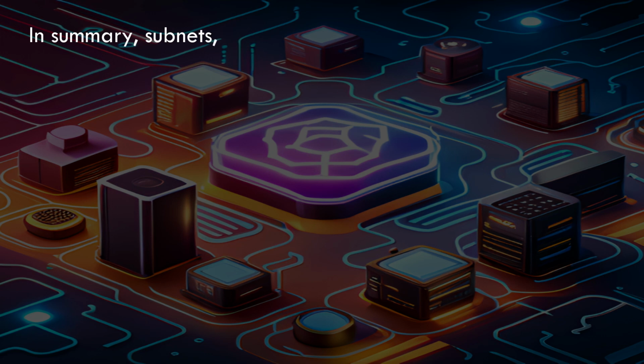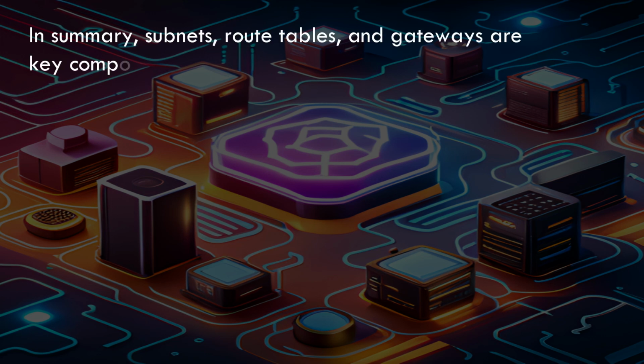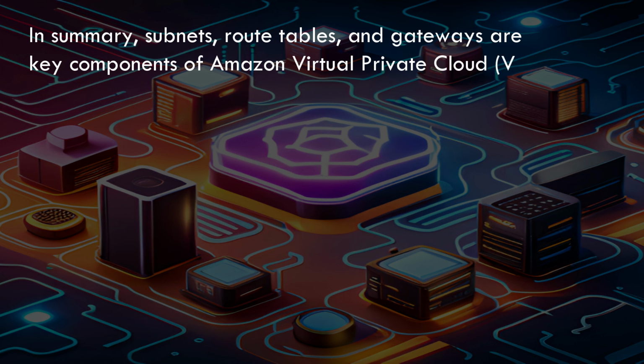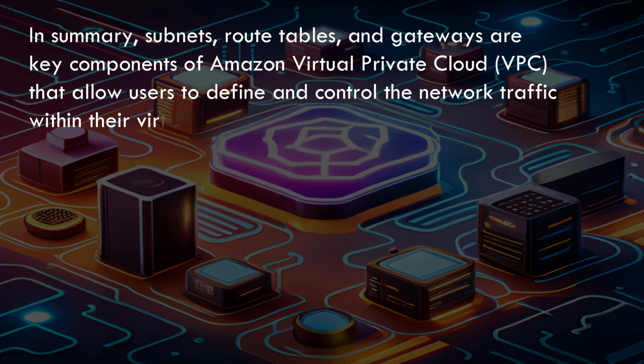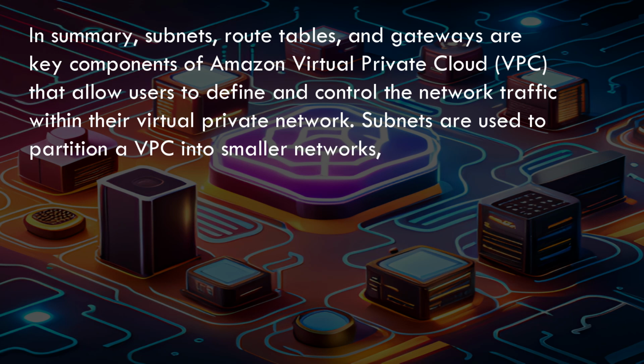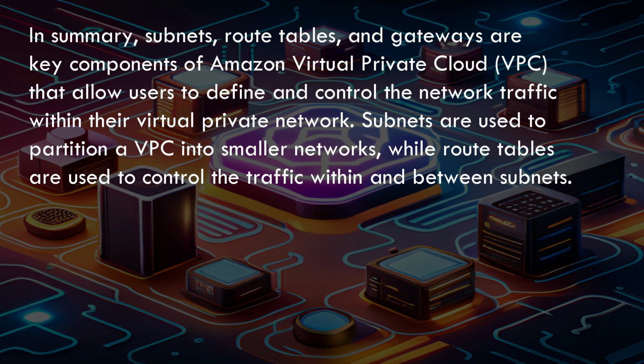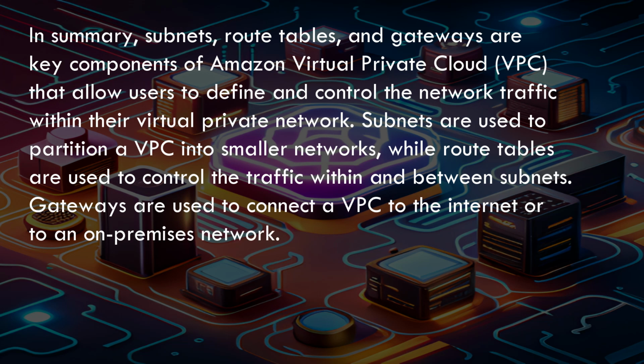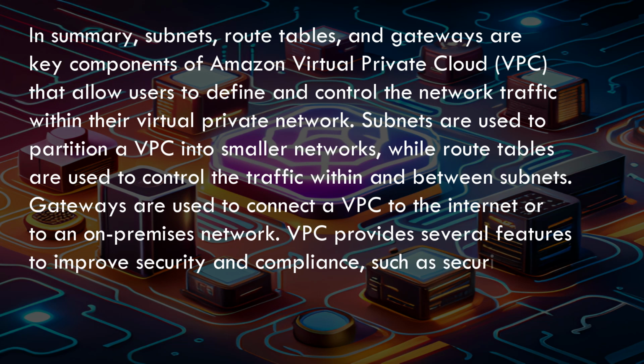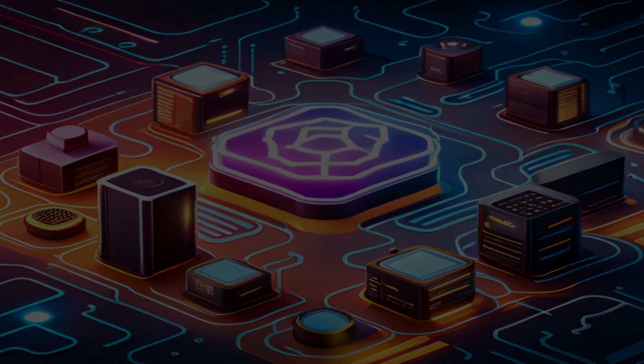In summary, subnets, route tables, and gateways are key components of Amazon Virtual Private Cloud, VPC, that allow users to define and control the network traffic within their virtual private network. Subnets are used to partition a VPC into smaller networks, while route tables are used to control the traffic within and between subnets. Gateways are used to connect a VPC to the internet or to an on-premises network. VPC provides several features to improve security and compliance, such as security groups, network ACLs, and elastic IP addresses.